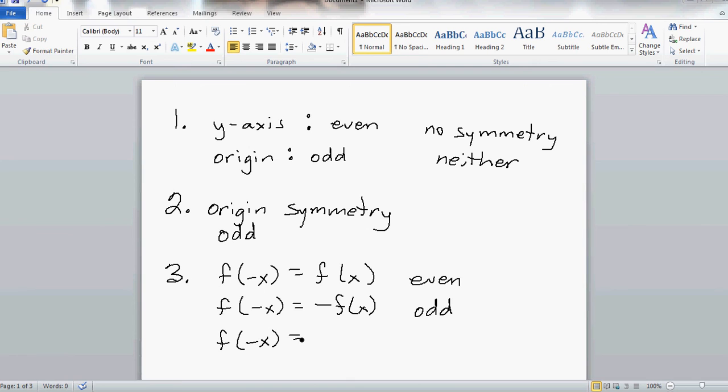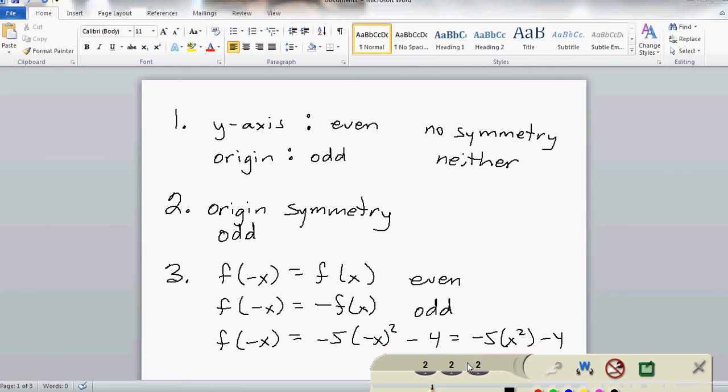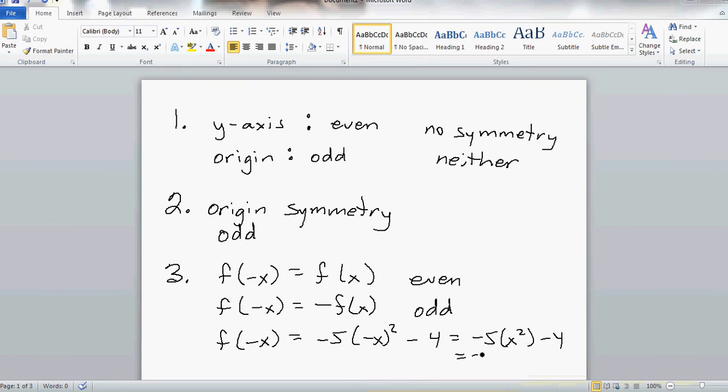So number 3: f of negative x equals negative 5 times negative x squared minus 4, which equals negative 5 times x squared minus 4, which equals negative 5x squared minus 4. Then I compare that to the original function. The original function is negative 5x squared minus 4. So it's the original equation, which means it is even.